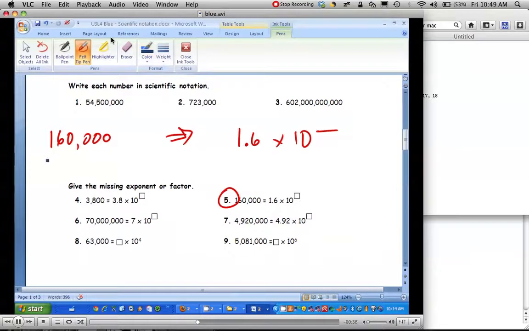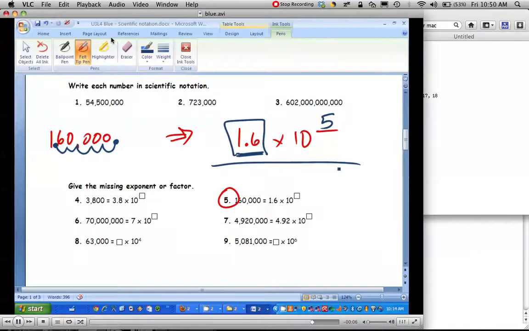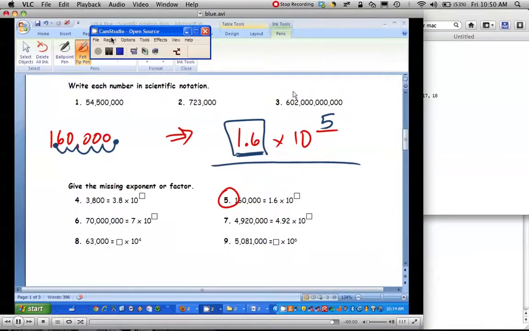So really, what I've got to figure out is how many decimal places difference there are between these two numbers. Okay, so how would I have to move the decimal point from here, which is where it is in 160,000, to get it to be 1.6? I'd have to move it 1, 2, 3, 4, 5 places. I miscounted my numbers there, right? Every time I move the decimal point, I'm moving it a power of 10. That's 5 places over, and that's just the number that's in the exponent, okay?